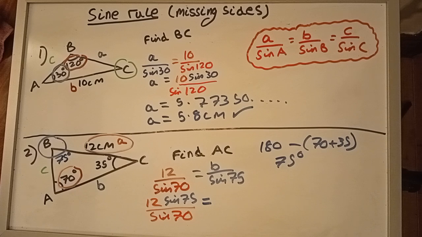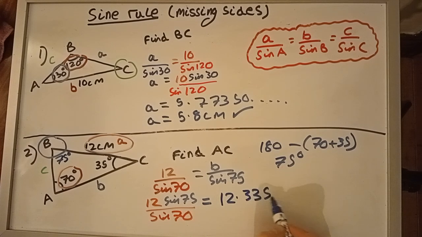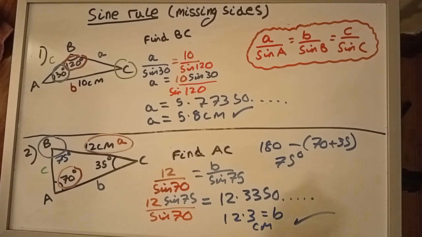So we can type that in our calculator and see what we get. And there we are. So we get 12.3350 and some more. Remember, at least 4 decimals when we're rounding in the middle of a question. And here we go, 12.3 if we're rounding to 1 decimal place. So b is 12.3 centimetres to 1 decimal place.